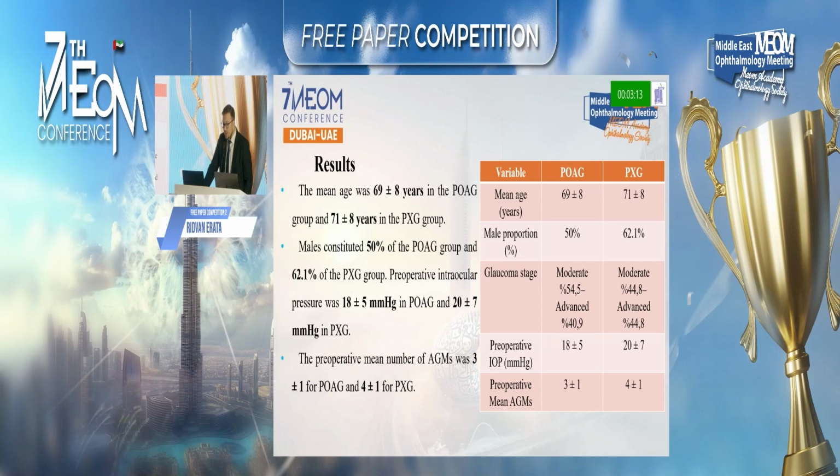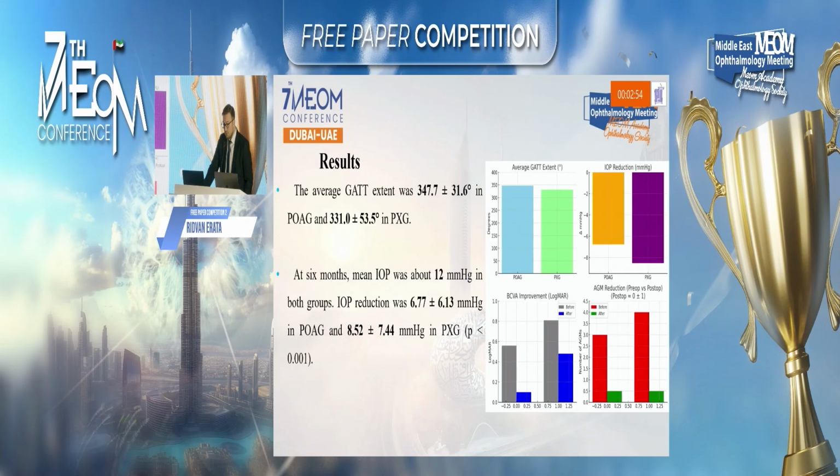The mean age was 69 years in the POAG group and 71 years in the PXG group. Preoperative intraocular pressure was 18 mmHg in POAG and 20 mmHg in PXG. The preoperative mean number of anti-glaucoma medications was 3 for POAG and 4 for PXG. The average GATT extent was 347 degrees in POAG and 331 degrees in PXG.